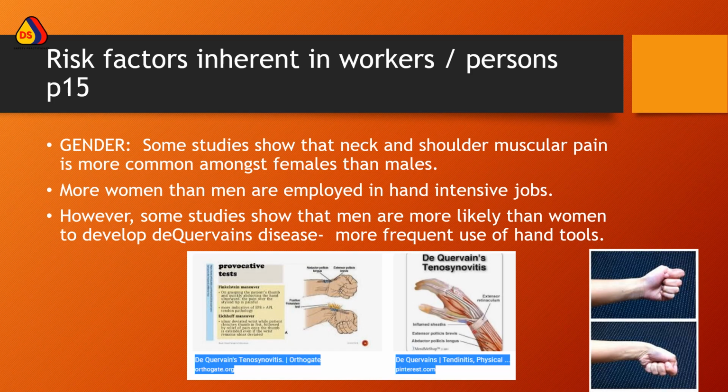Some studies show that neck and shoulder muscular pain is more common amongst females than males. More women than men are employed in hand-intensive jobs. However, some studies show that men are more likely than women to develop de Quervain's disease, which is more frequently associated with use of hand tools. It occurs when the tendons that move your thumb become irritated or swollen. This condition is named after the Swiss surgeon Fritz de Quervain, who first described it in 1895.